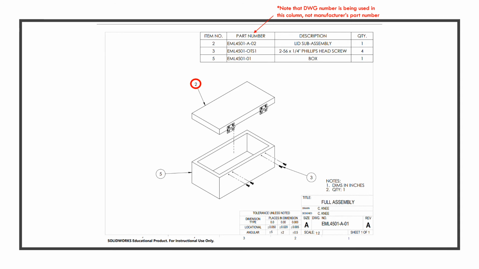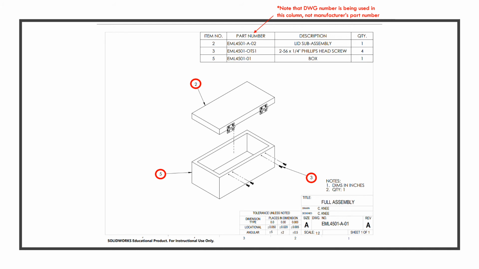Bubble 2 corresponds to drawing EML 4501-A-02, which is the lid subassembly. The full assembly only requires one of this part. Bubble 3 corresponds to drawing EML 4501-OTS1, which is an off-the-shelf Phillips head screw from McMaster-Carr. The full assembly requires 4 of this part. Bubble 5 corresponds to drawing EML 4501-01, which is a box. The full assembly requires 1 of this part.